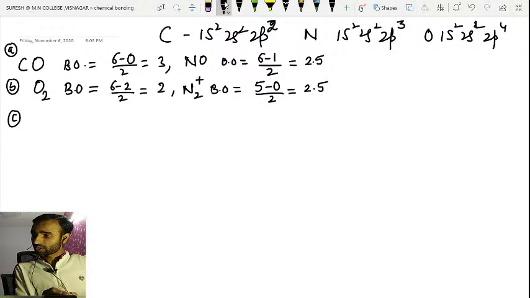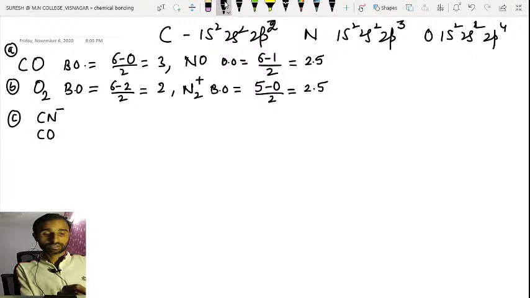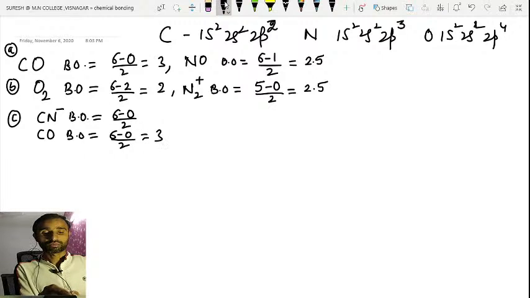CN negative. Carbon 2 electrons, nitrogen 3. So 3 plus 2, 5, and minus 1 means 1 is added. So total 6. Here again, CO, 2 plus 4, 6. So both have bond order 3.